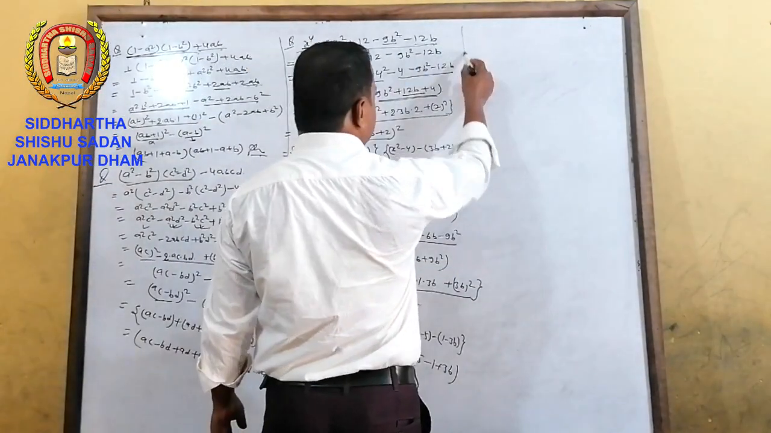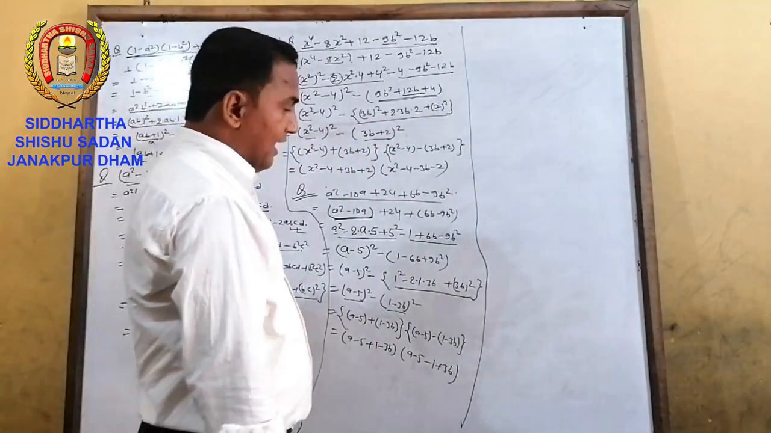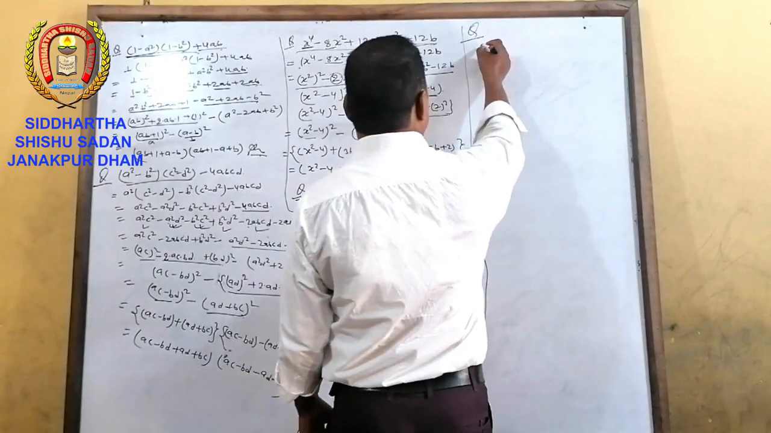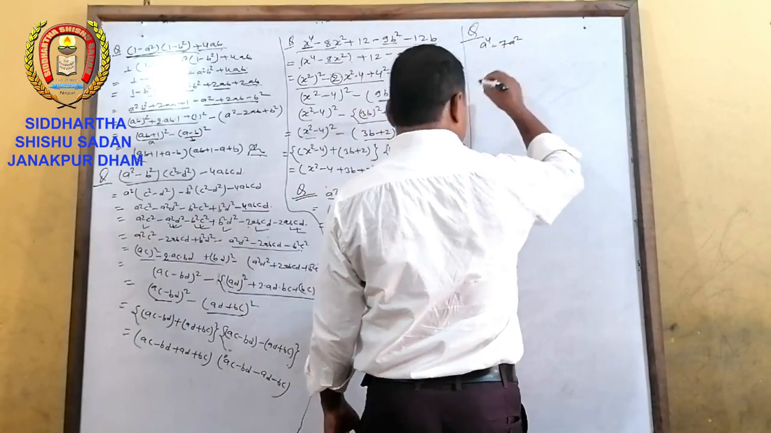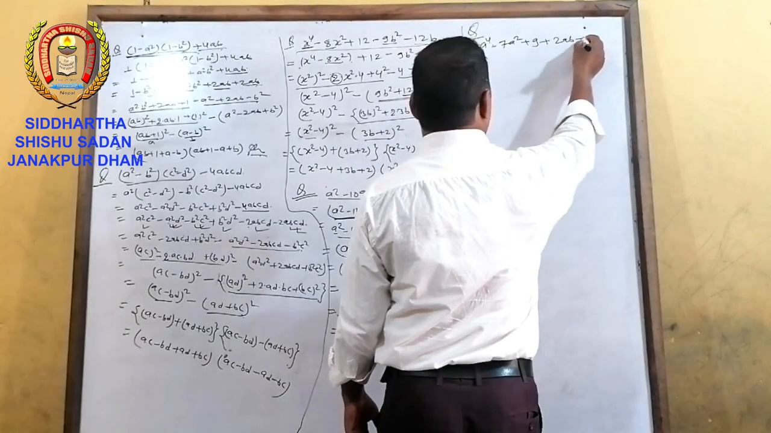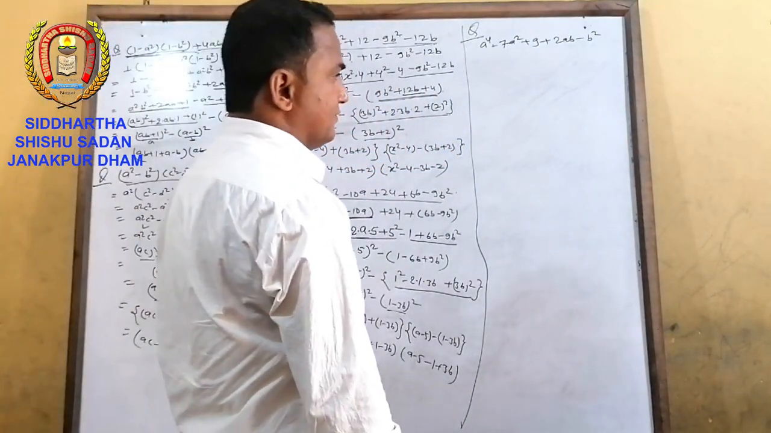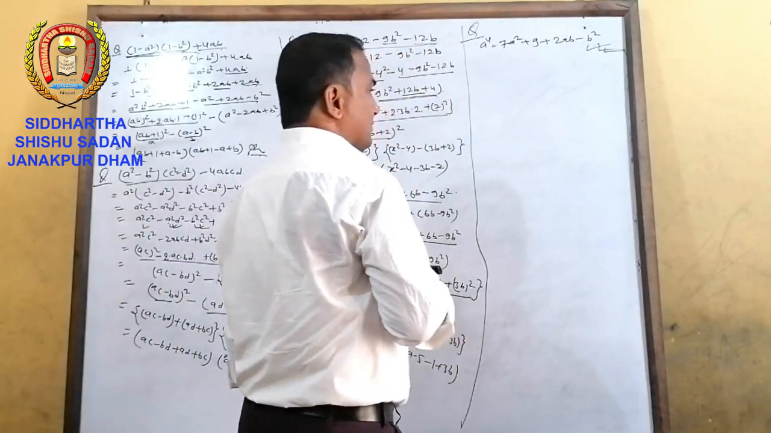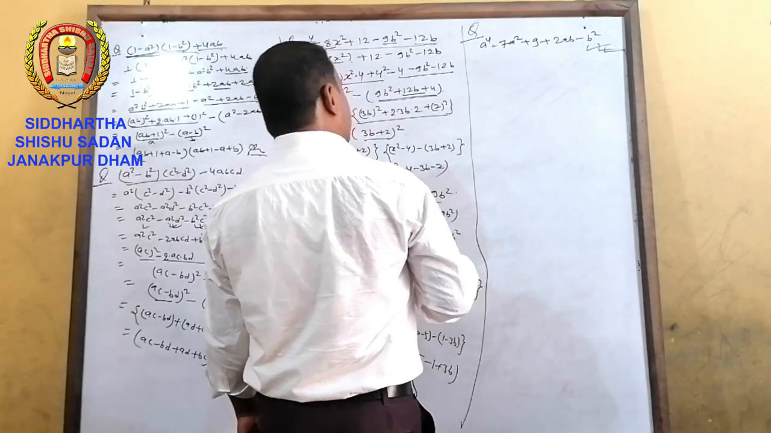Next, you have seen two questions solved in the same process, and now this is a question for all of you students. The question is a to the power 4 minus 7a square plus 9 plus 2ab minus b square. You have to do this question yourself for better practice. Now we are going to solve the next question.